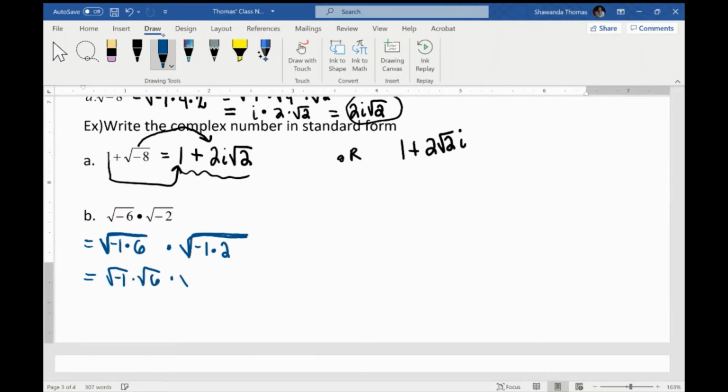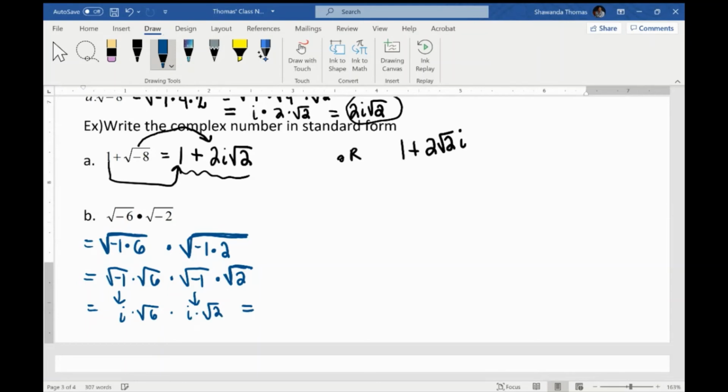Once you get the hang of it, you don't have to do this over and over again. You can kind of just write your i down. But for now, we're in our learning stage. We're going to write everything down. All right. Square root of -1 is? i. We got i times the square root of 6. We got another i times the square root of 2.